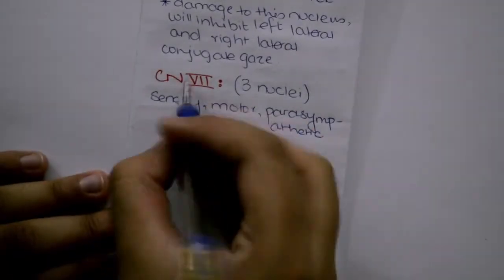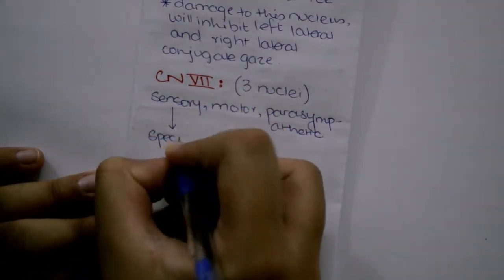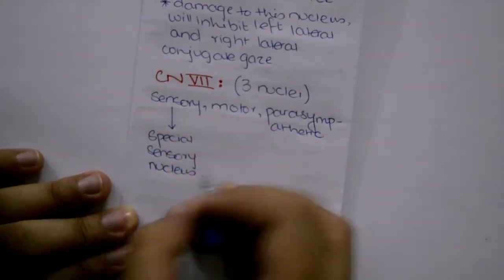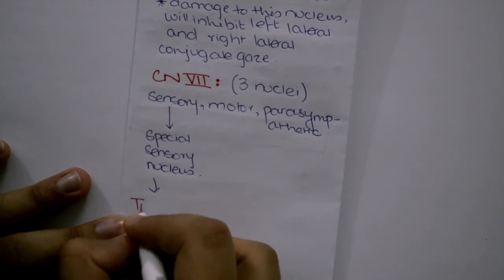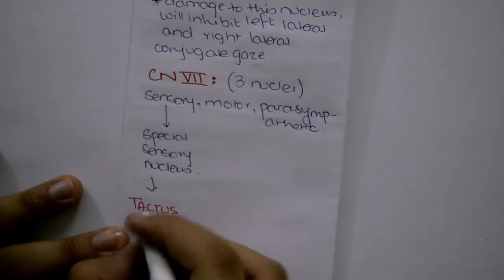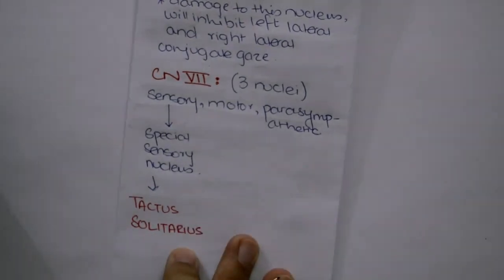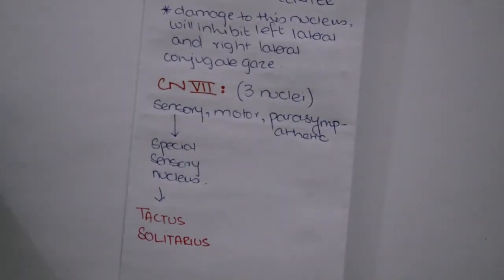So the sensory nucleus that it has is the special sensory nucleus, and this nucleus is called Tractus solitarius. The tractus solitarius is a special sensory nucleus of the seventh cranial nerve, the facial nerve. Let's talk about this special nucleus before proceeding forward.